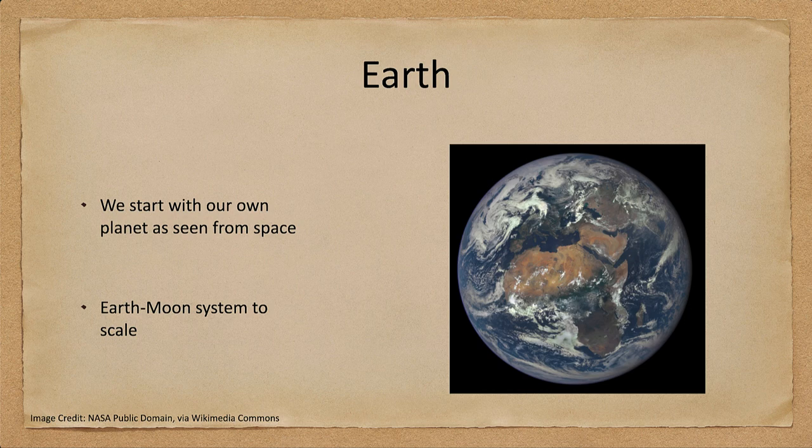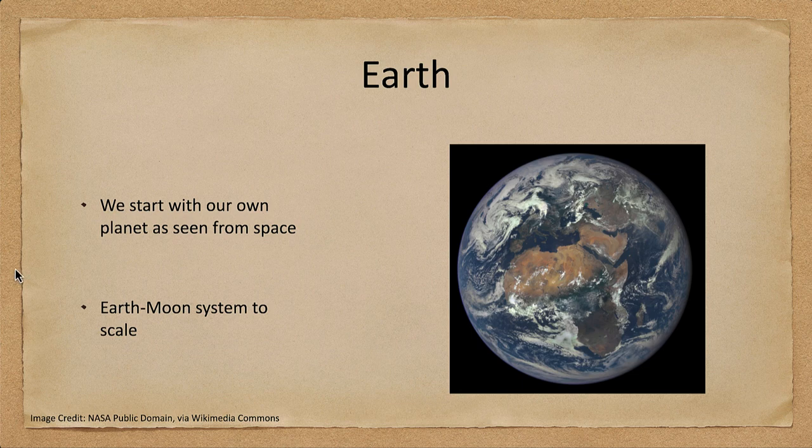And here is our Earth as seen from space. We can see the continents of Africa and Europe and part of Asia here as we examine our Earth. And Earth being known as the only planet in our solar system that currently has liquid water on its surface.